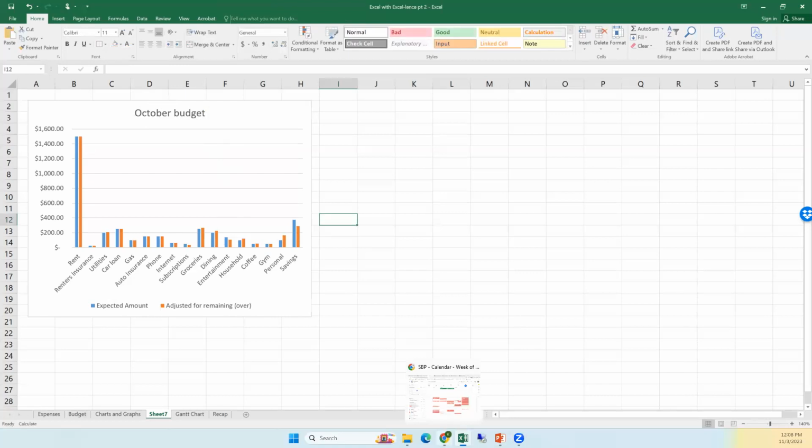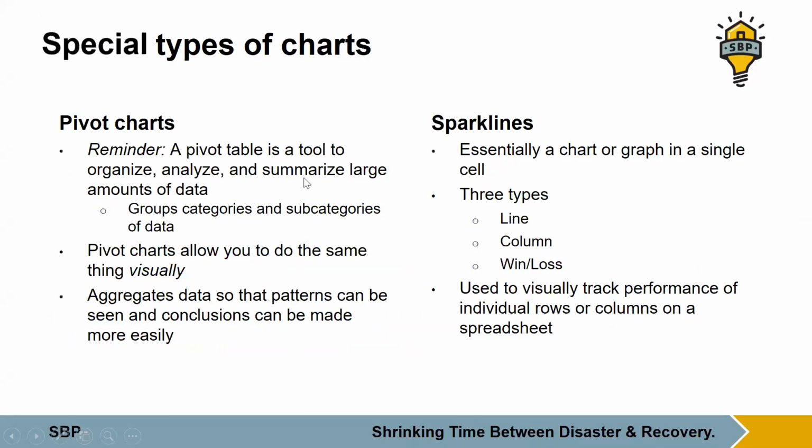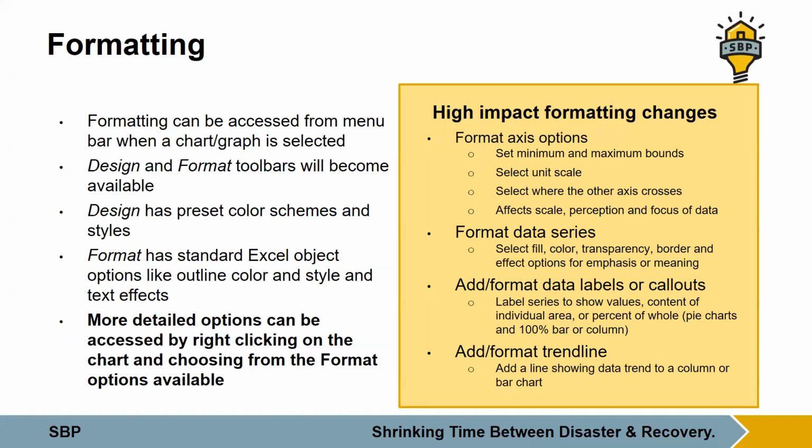Now I'm going to go back to my PowerPoint and talk to you guys about that. Let me go to this first. Formatting can be accessed from the menu bar when a chart or graph is selected. The design and format toolbars will become available when you click on a chart or a graph. Design has a preset color scheme and style menu, and then format has standard Excel object options like adding a shadow or text effects and that kind of stuff. It's kind of weird with graphs. There are a lot more detailed options though if you right click on any part of the chart and choose whatever format option is available.